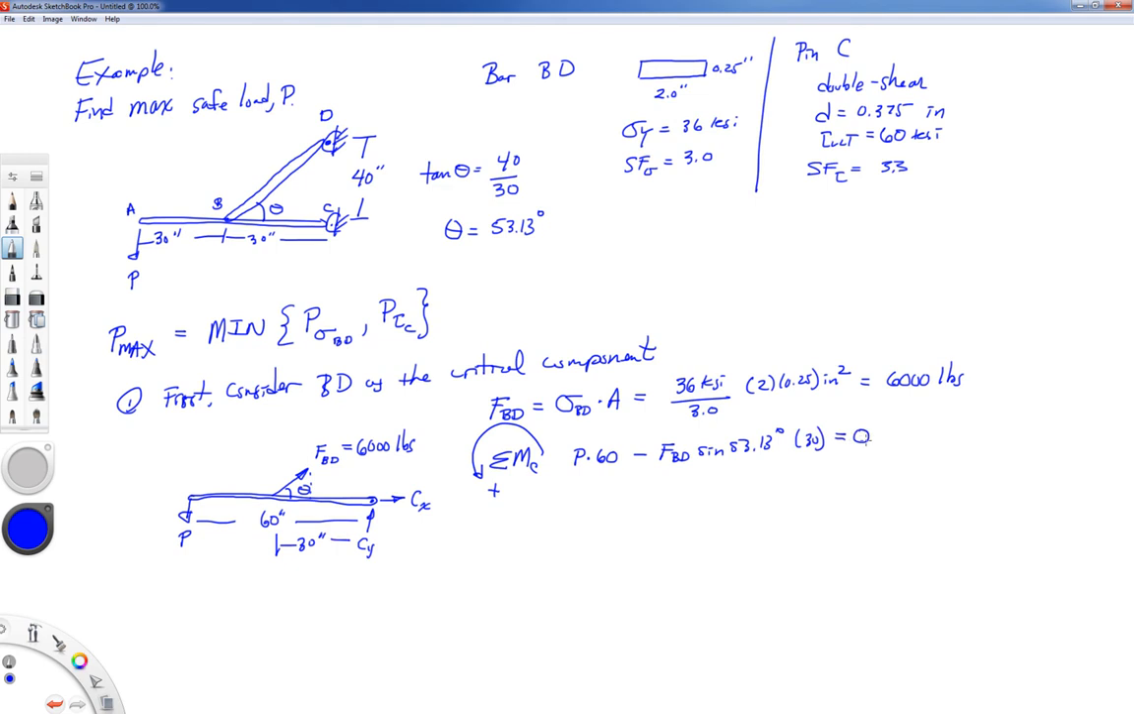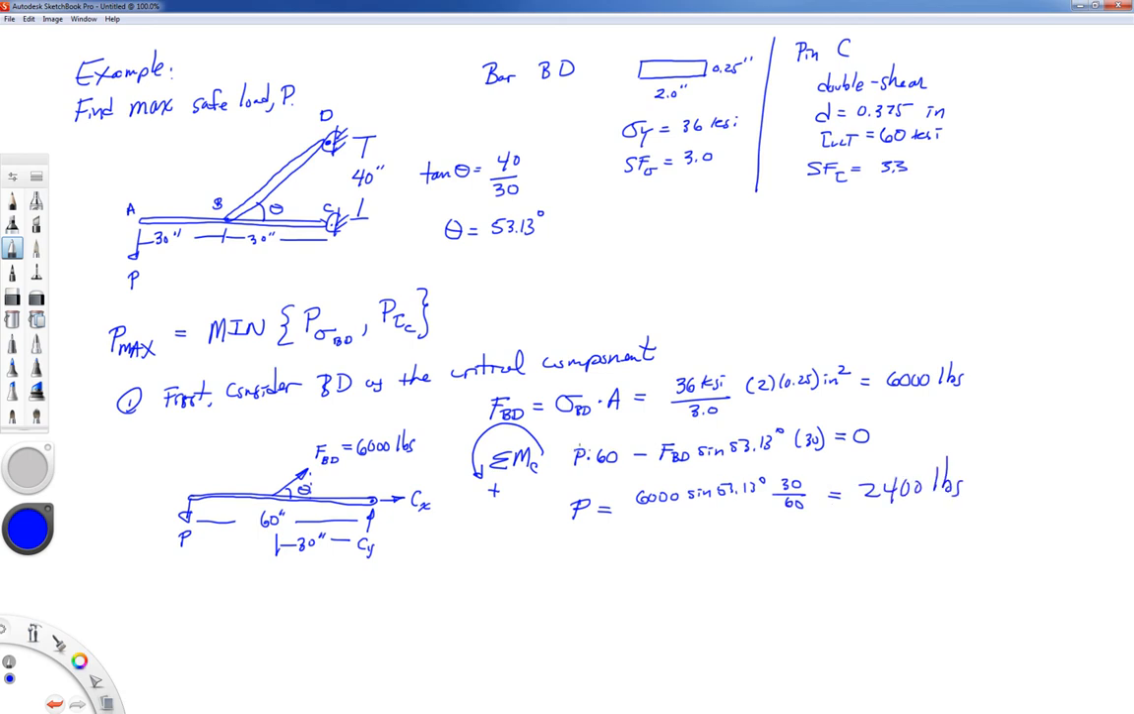Now I know that FBD is 6,000 pounds, so if I put those numbers into my calculator and solve for P, well, let's go ahead and write the equation first. P is going to be 6,000 sine 53.13 degrees times 30 over 60. We're going to end up with 2,400 pounds.